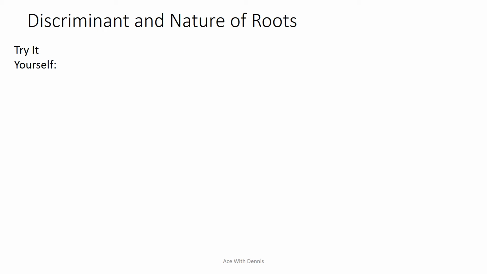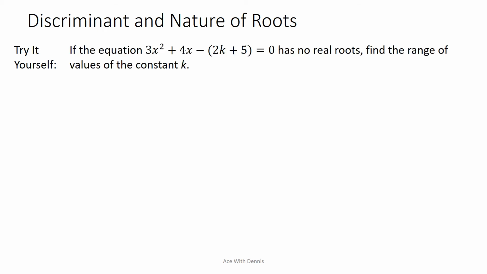Now, you can try a similar question yourself. If the equation 3x squared plus 4x minus (2k plus 5) equal to 0 has no real roots, find the range of values of the constant k. You can pause the video and try to do it yourself. The answer is k is less than negative 3 and 1 over 6. Do you get the answer correctly?